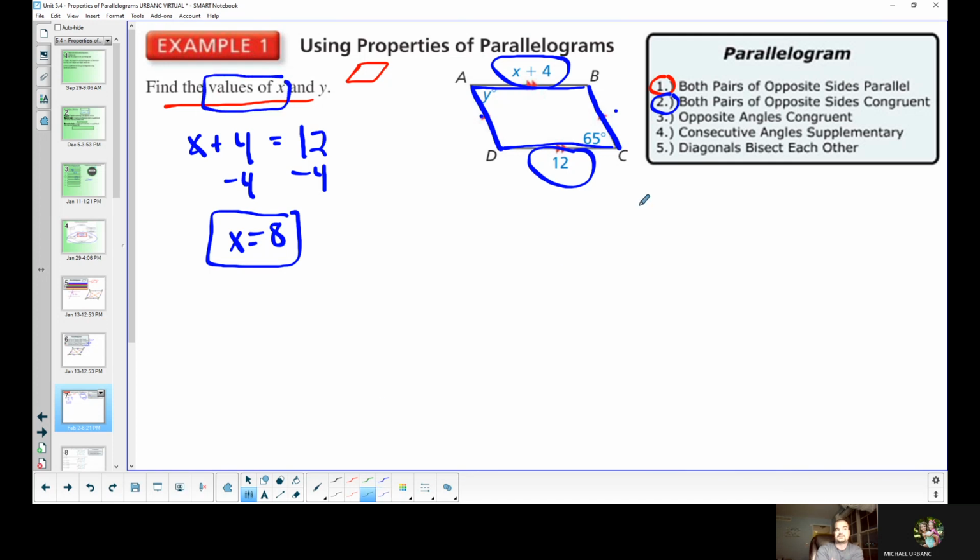And then the other value they wanted us to find, we can actually use the third property. So the opposite angles are congruent. And in this case, I've got angle Y in the upper left-hand corner and a 65 in the lower right-hand corner. And so you can simply say that Y is equal to 65 because opposite angles are congruent to each other. All right, that's example 1.